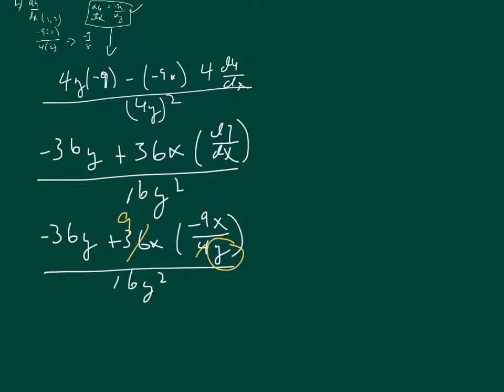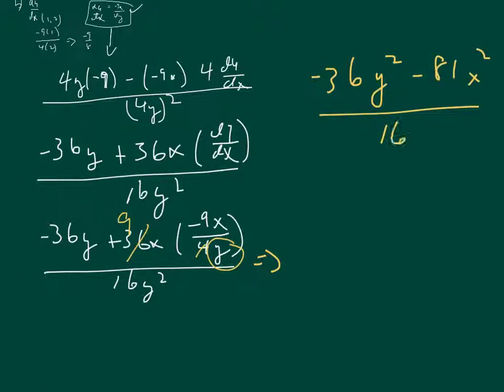So, we end up with negative 36y squared minus 81x squared all over 16y to the third. And that's because of this y. We multiplied everything by the y to get rid of it. And that is our d squared y over dx squared. That is our second derivative.